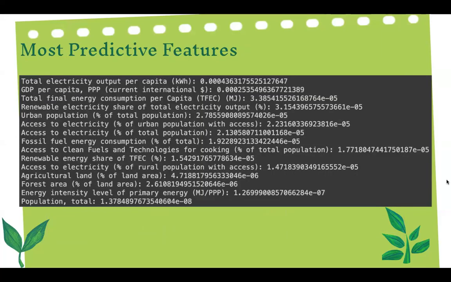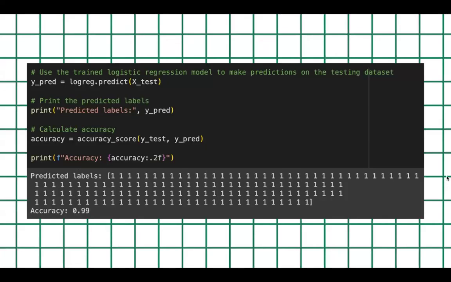Using this data, we then found the most predictive features according to the training data set. The top three are total electricity output per capita, GDP per capita, and total final energy consumption per capita. Two of those match up with the same results that we got from the linear regression as being the most predictive. Finally, we used the trained logistic regression model to make predictions on the testing data set and calculated the accuracy of that prediction, finding that the logistic regression classifier actually achieved 99% accuracy.